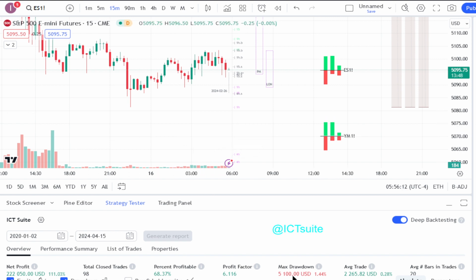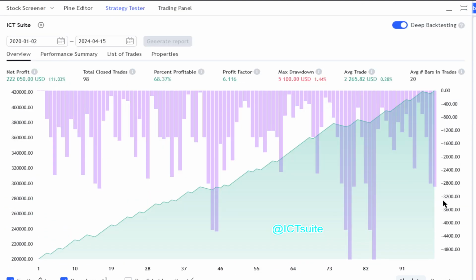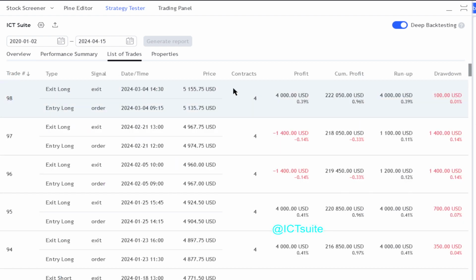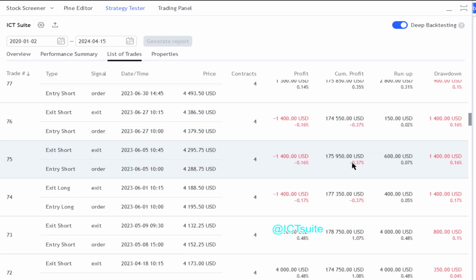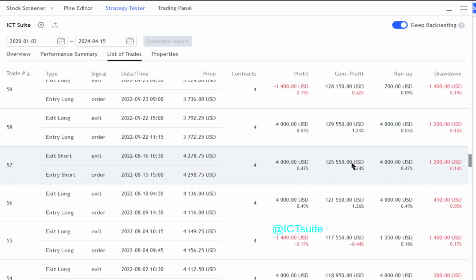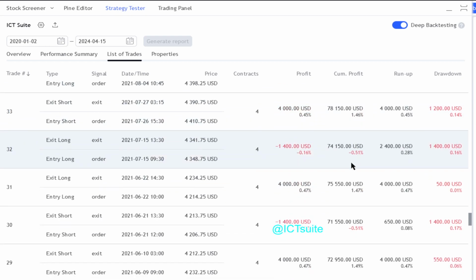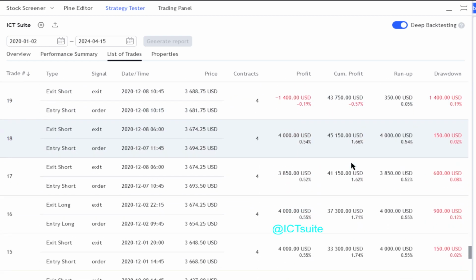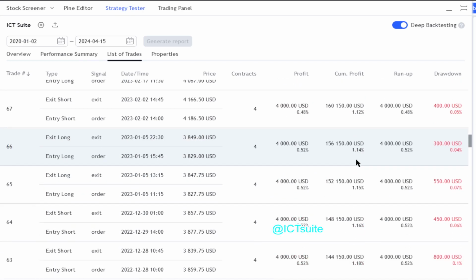So 68%, the drawdown is 5,000 here. And let's see how many losses we get in a row. This is always interesting. Okay, 3 losses in a row.